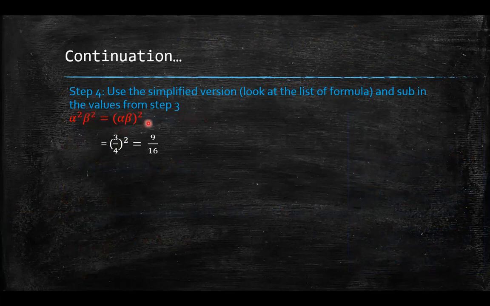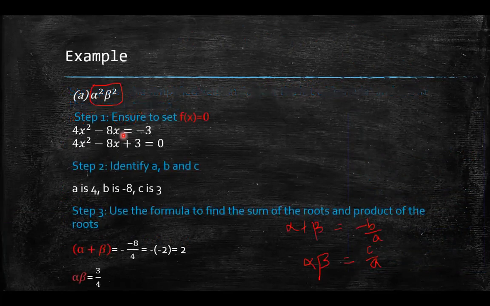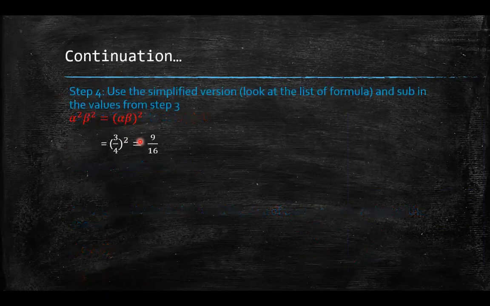Everybody good so far? Yes, you sure? We're going to practice after this, so it's okay. All right. So we know that alpha squared beta squared is the same as alpha beta squared. We already found in step 3 that alpha beta is 3/4. So all you have to do is find the square of 3/4, which is 9 over 16. Everybody understand that? If you don't, I will do it over.